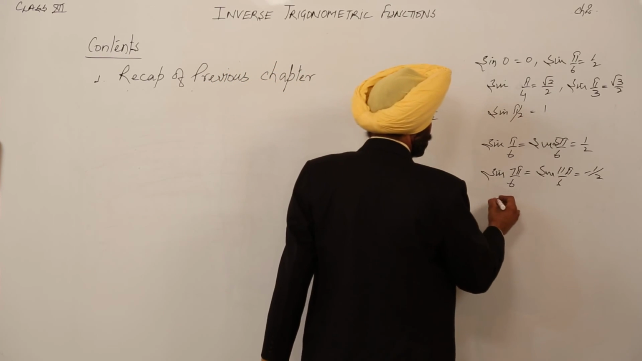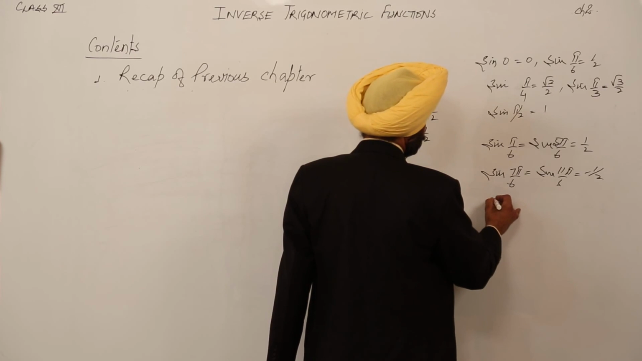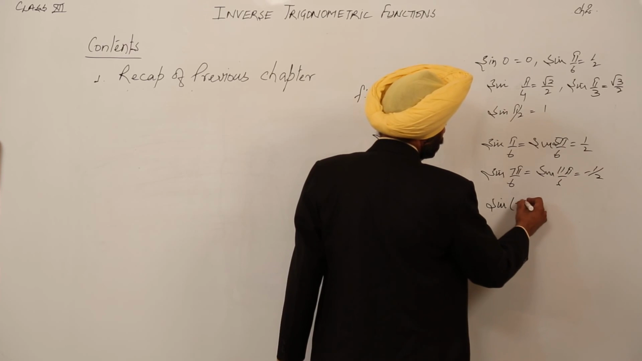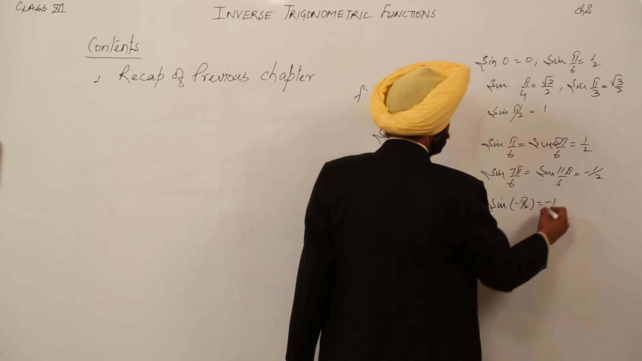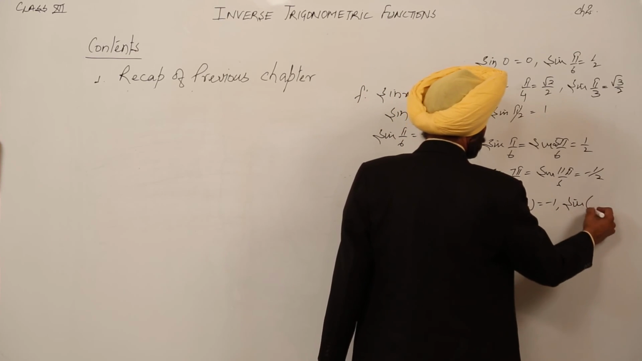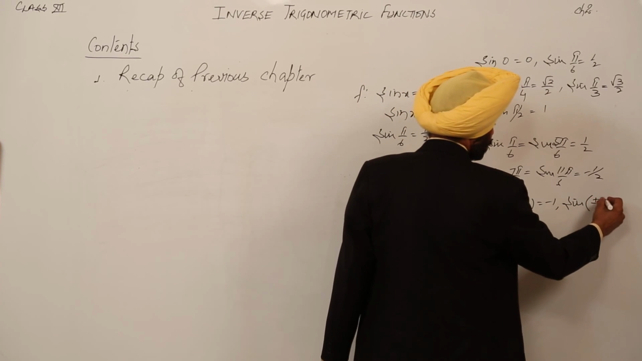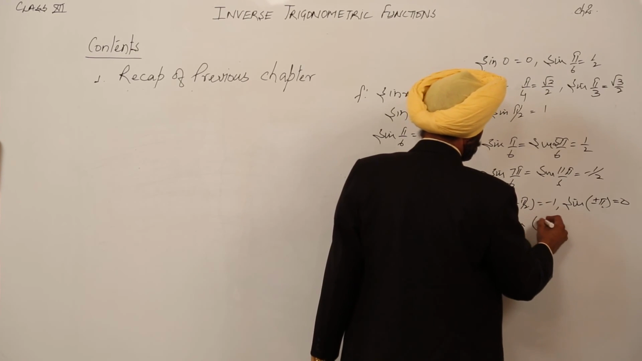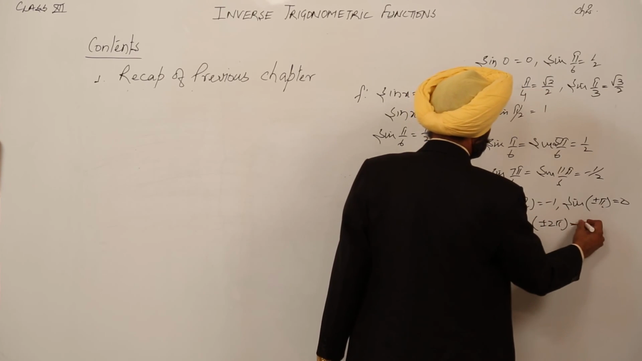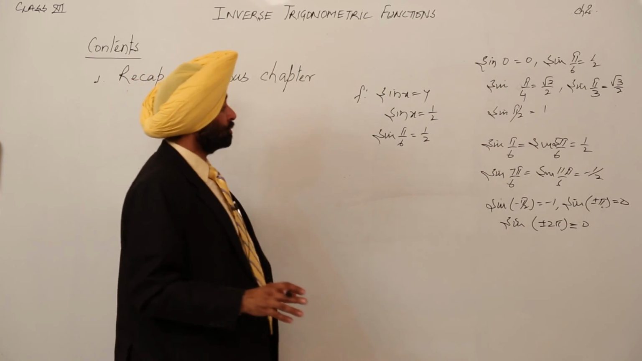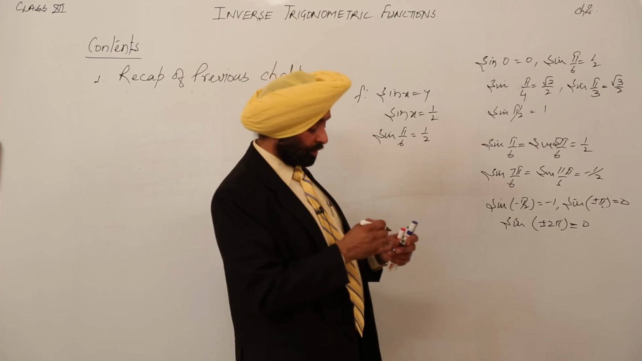Now we can say that sin minus pi by 2 is equal to minus 1, sin plus minus pi is equal to 0, sin plus minus 2 pi is equal to 0. So we can write a number of values. Okay, so these are all the values that I have written here.